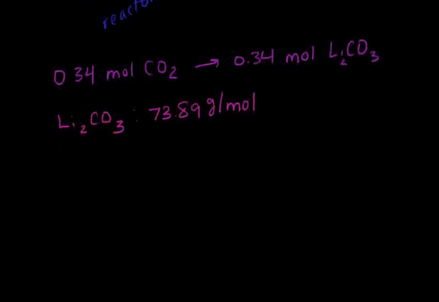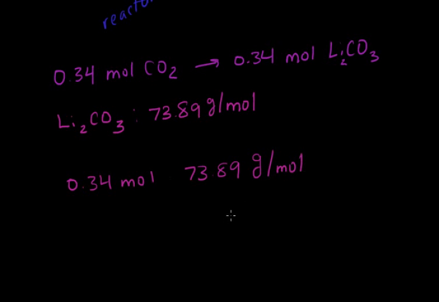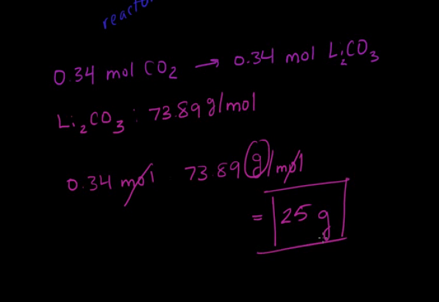To get the amount in grams of lithium carbonate which we produce, we're just going to multiply 0.34 moles by 73.89 grams per mole. Take a look at the units. Something nice happens. Our moles cancels. We're left with grams. Good, that's the unit we want. And to two significant figures, this is going to equal a nice clean 25 grams of lithium carbonate.